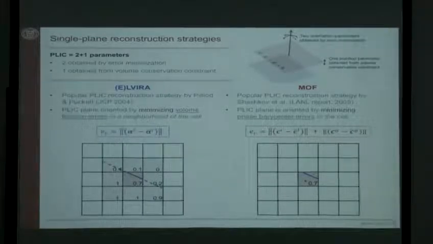Alpha here is a volume fraction. The tilde are the reconstructed variable. The non-tilde are the transported variable. So you're going to try in the neighborhood to minimize a volume fraction error.